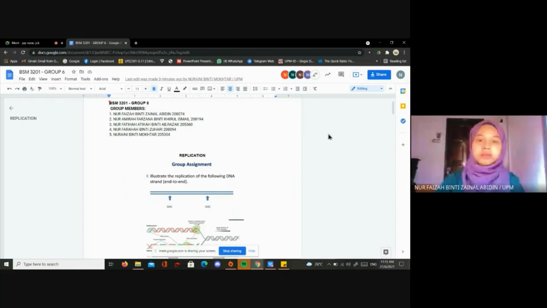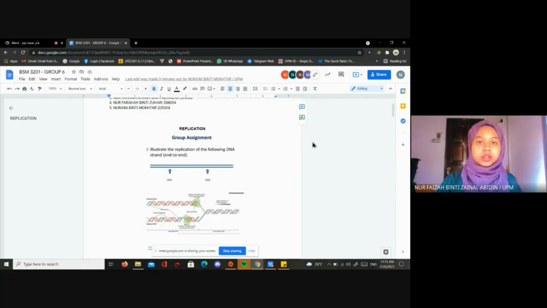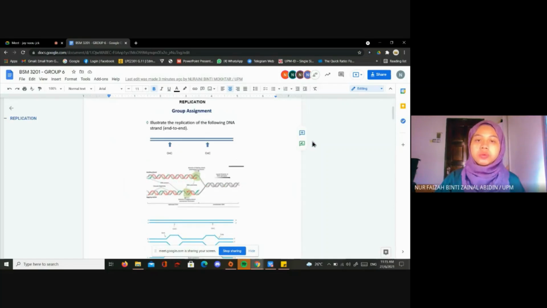So today we are going to do a group discussion for the replication of BNT. We need to illustrate the replication of the following DNA strand end to end. So DNA replication is the process by which the double-stranded DNA molecule is copied to produce two identical DNA molecules. So Amirah, would you like to explain first about the DNA replication, about how it started?